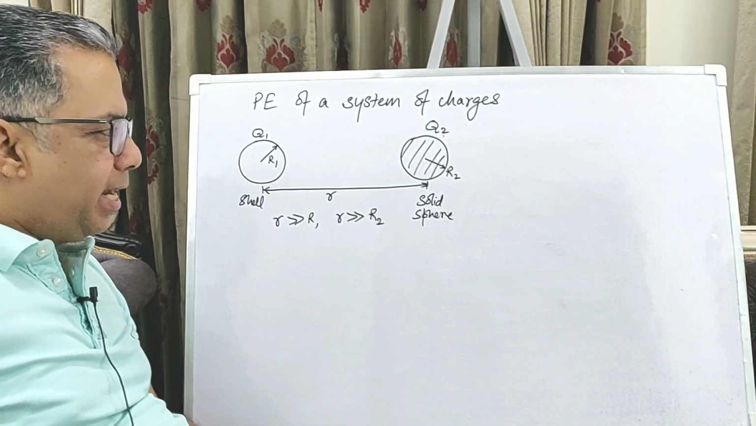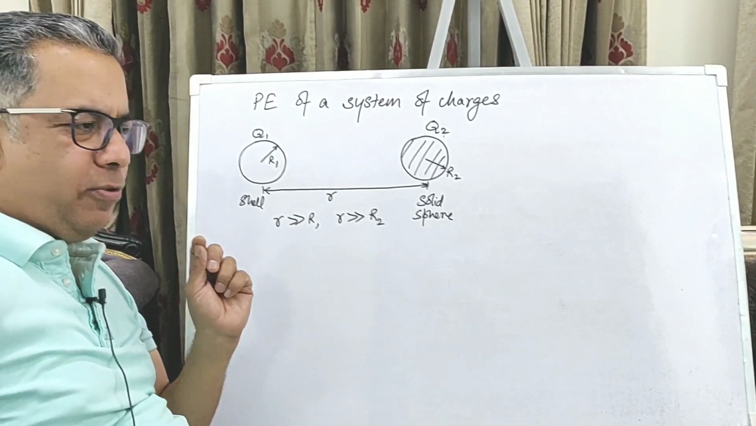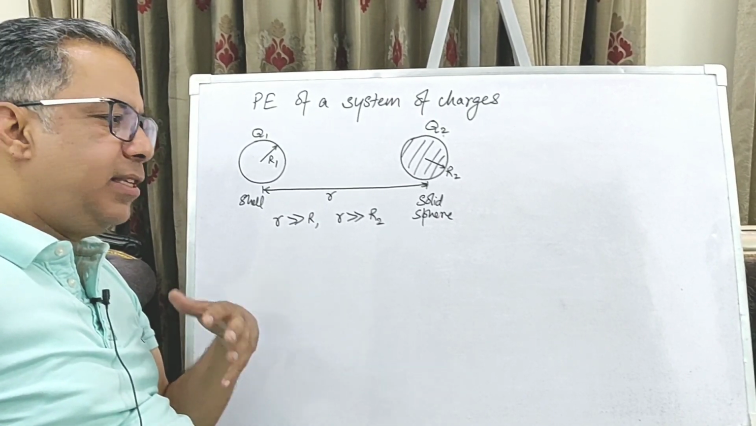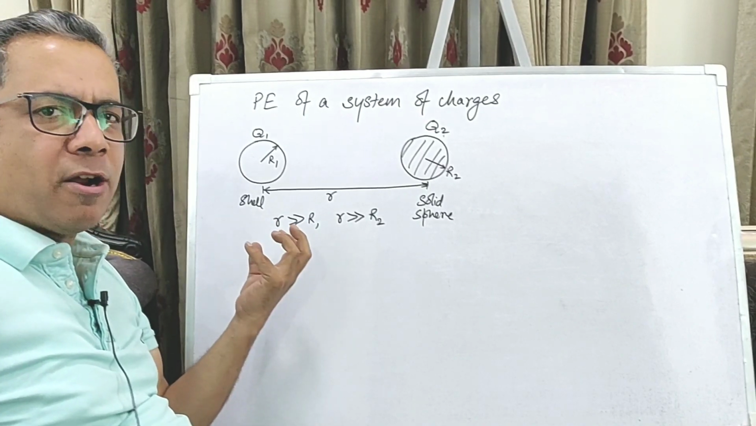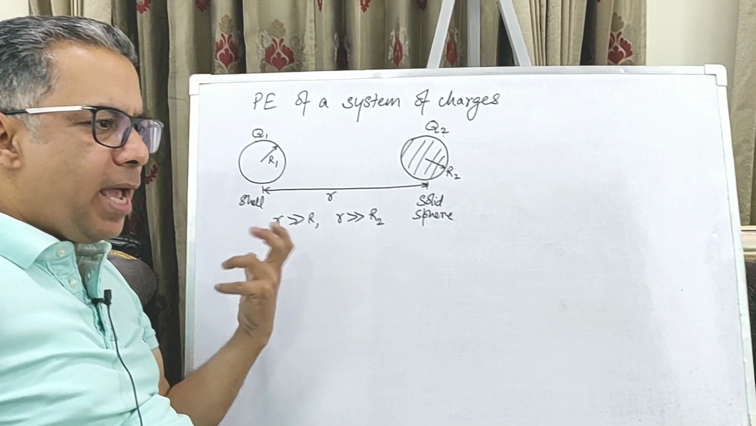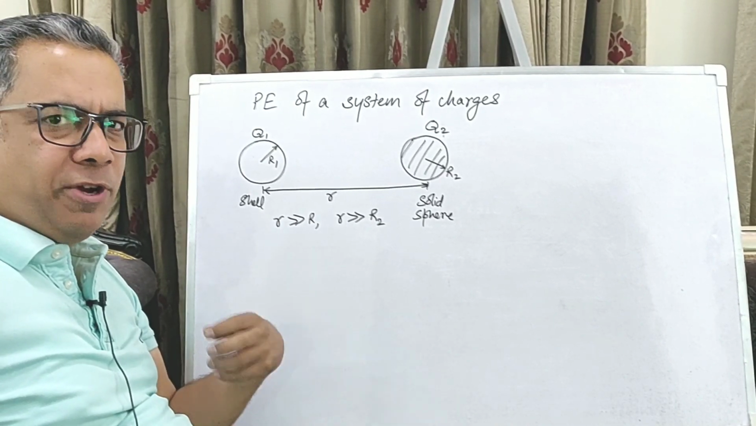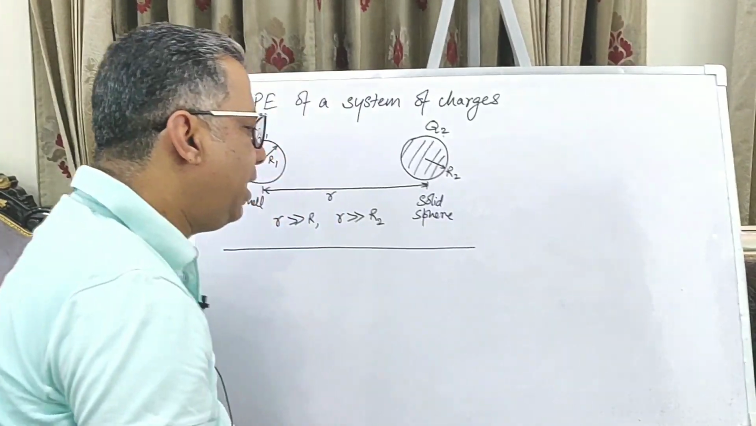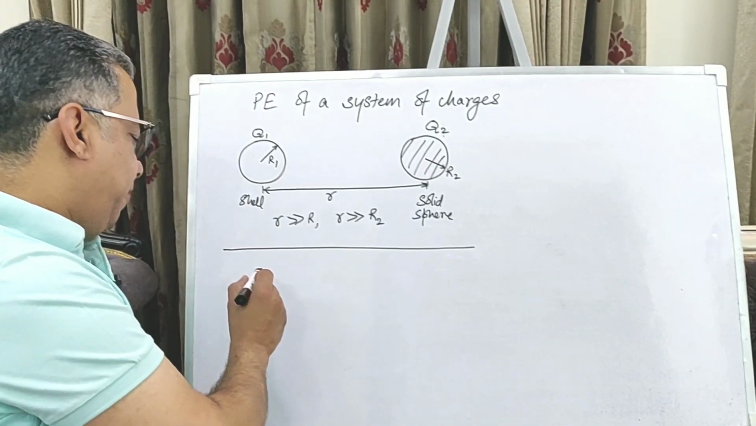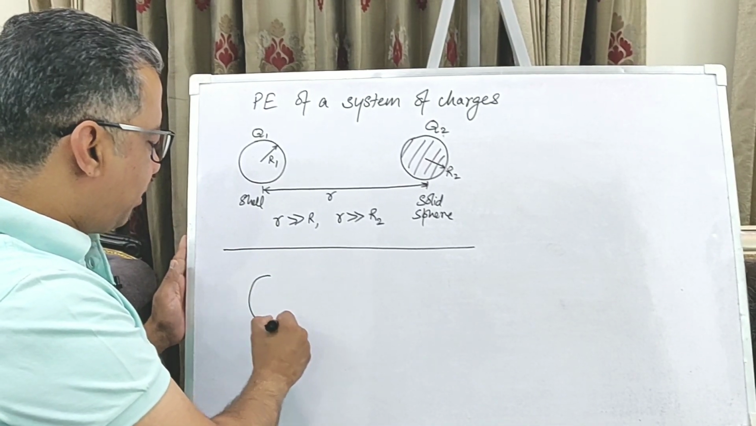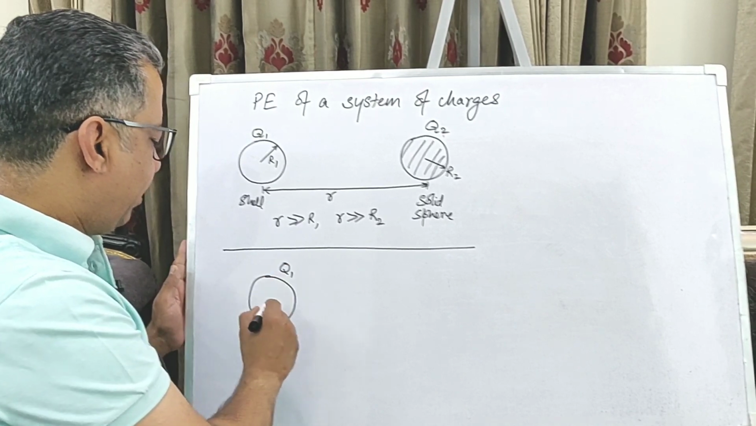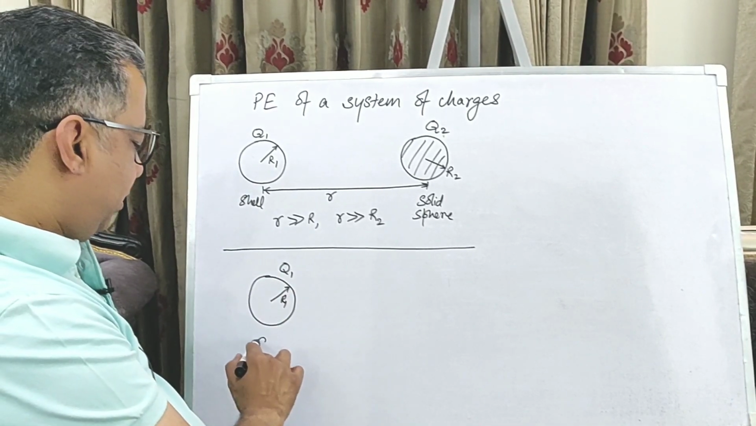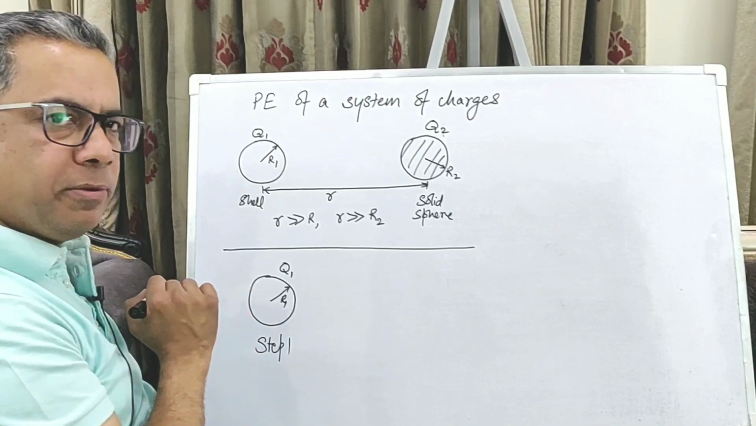Now we are interested in calculating the potential energy of this system. So how do we go about doing that? As we've been doing in our discussions today so far, what we do is we assemble the system one charge at a time and calculate the potential energy change in every step. So think of it this way. Let's say initially there was nothing here, and the first thing we did was we assembled this charge Q1 here. We brought this charge Q1 here, has a radius R1. Now this is step 1 of the process.